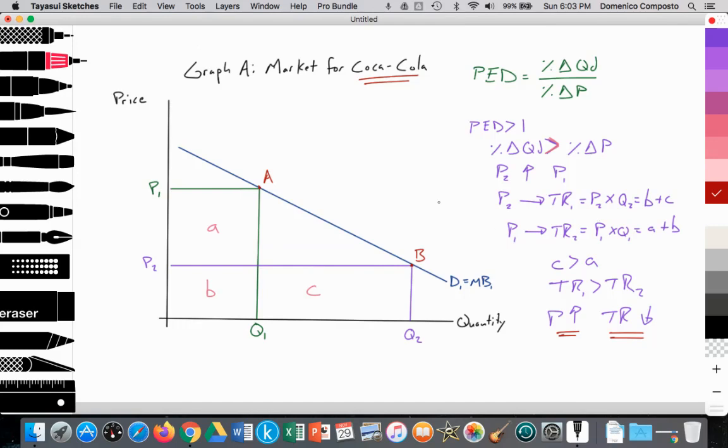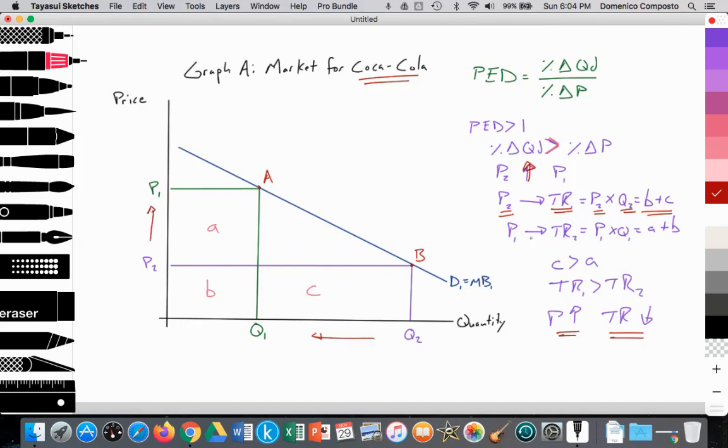Okay, so let's go ahead and illustrate or analyze that. So as can be seen, we have a graph A illustrating the market for Coca-Cola. We're measuring the quantity demanded for Coca-Cola on the x-axis and the price of Coca-Cola on the y-axis. We have a downward sloping demand curve in accordance to the law of demand, labeled D1, which is equal to our marginal benefit. And we're going to start at the firm pricing at P2, and at a price of P2, the quantity demanded is at Q2 at point B, and total revenue is equal to B plus C. All right, so at the price of P2, total revenue is equal to P2 times Q2, which is equal to areas B plus C.